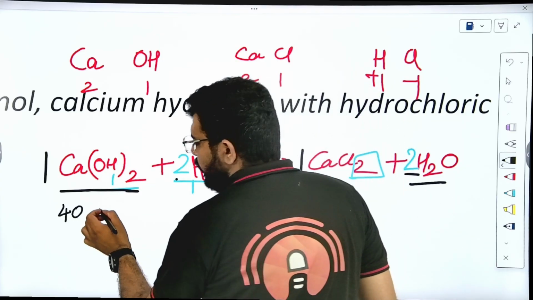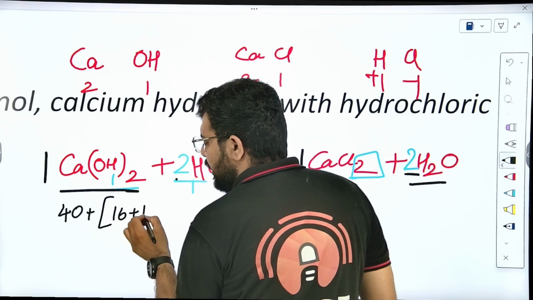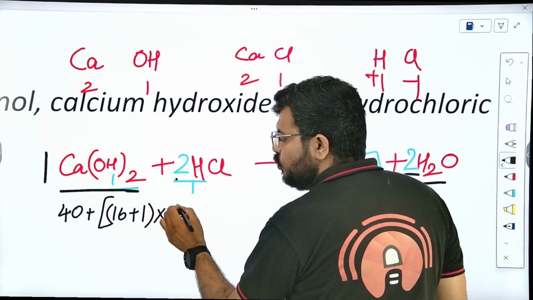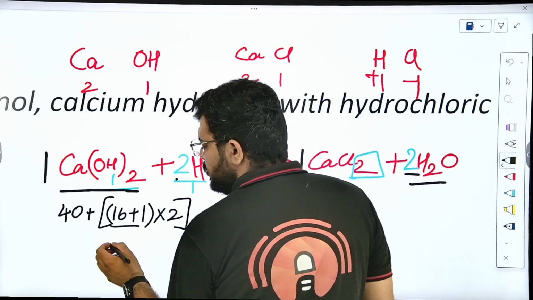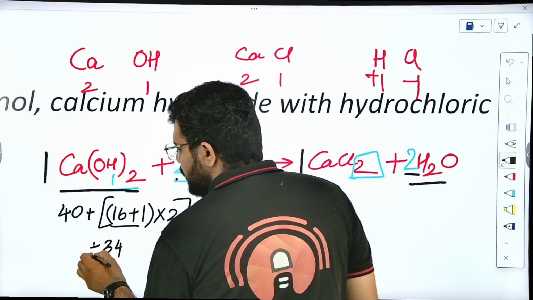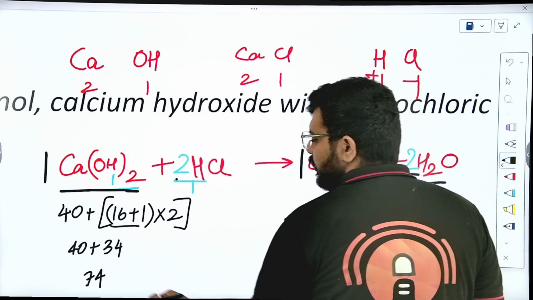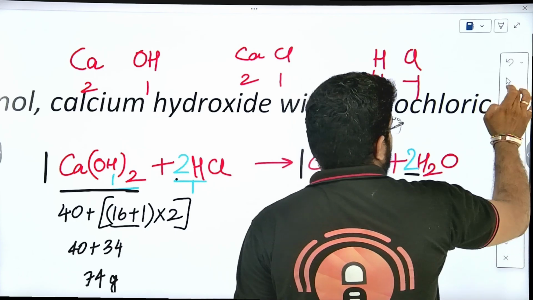So you have 40 plus 16 plus 1, right? 16 for oxygen, 1 for hydrogen, and there are 2 of both. So this will give you 16 plus 1 is 17, 17 twos are 34, 34 plus 40 gives you 74 gram. This is the relative mass of calcium hydroxide.